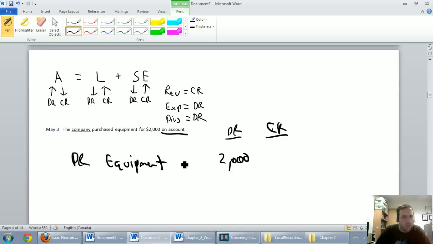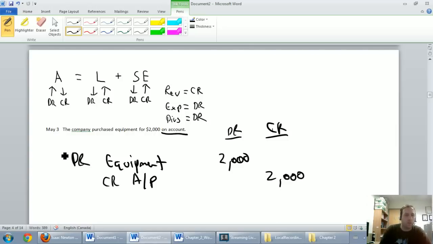Now, I've got to ask myself, is the liability going up or down? Is my account payable going up or down? And the answer is, well, how much do I owe them on May 2nd? I owe them nothing. How much do I owe them on May 3rd? I owe them $2,000. My liability is going up. I've got to credit my liability, and again, this liability is called accounts payable, which we abbreviate as AP. This is by far my favorite credit to write because you write the word crap all in capital letters, C-R-A-P. So let's credit our account payable by $2,000.